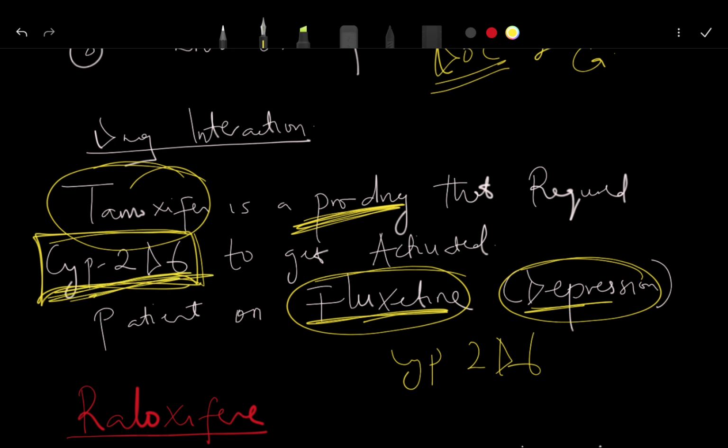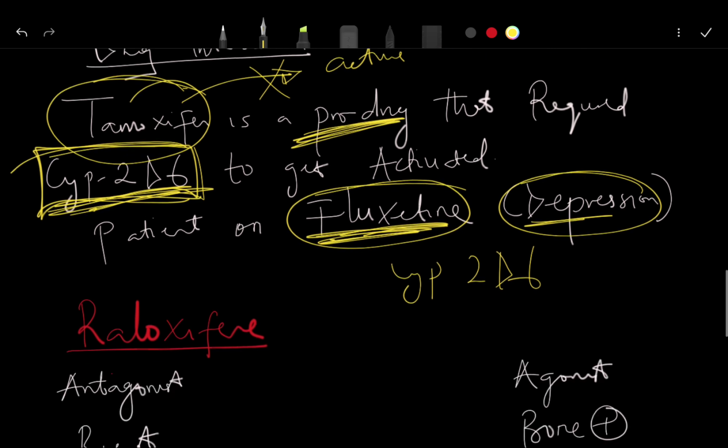And if fluoxetine is occupying this enzyme, it means that tamoxifen might not be converted to the active form. And if it's not converted to the active form, it will lead to therapeutic failure. So that is one thing you should take note of. Tamoxifen has a drug-drug interaction with fluoxetine. Both of them use cytochrome 2D6. Tamoxifen is a prodrug. It requires that enzyme to be converted to the active drug. So if you are giving your patient fluoxetine, you should take note of this.